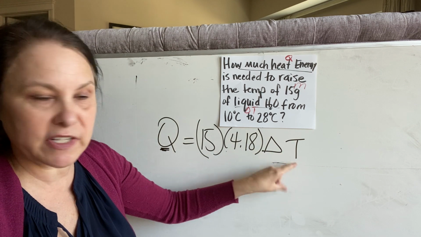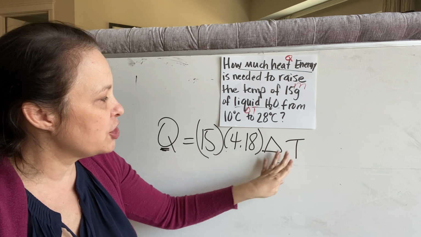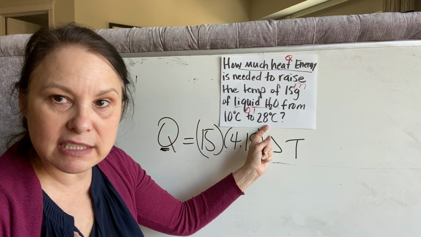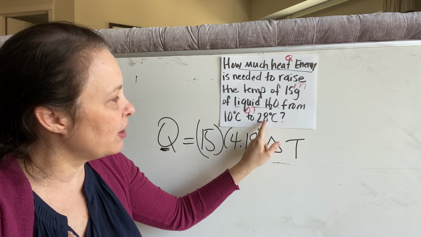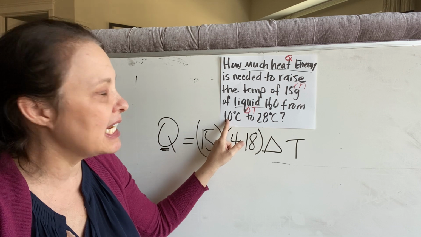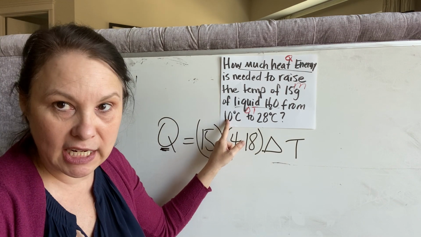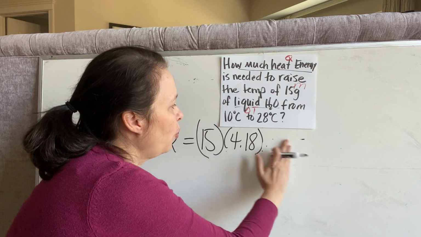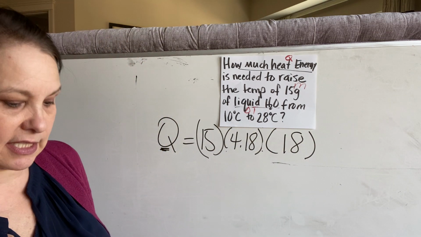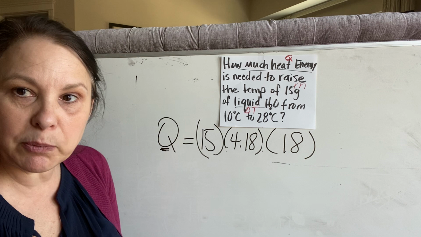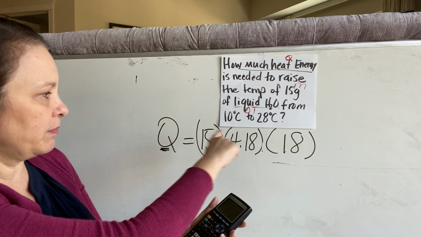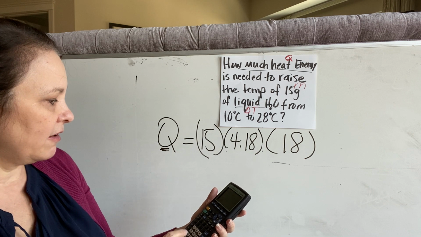That brings me to the change in temperature. This is one thing we're plugging in, change in temperature. It went from 10 to 28. Again, if I say the final minus the initial, that gives me an 18-degree change. So the temperature went up, it changed by 18 degrees. So I have everything plugged in, and I am going to just simply multiply these three.